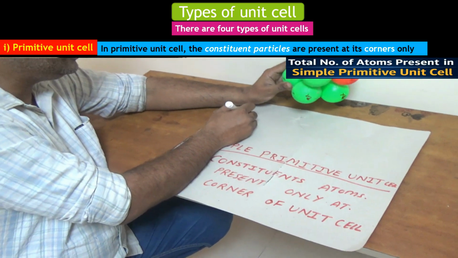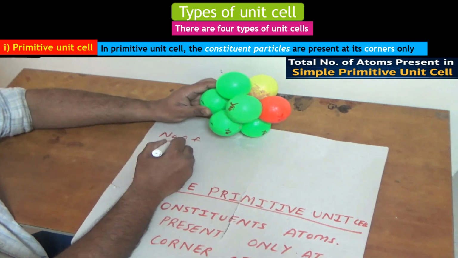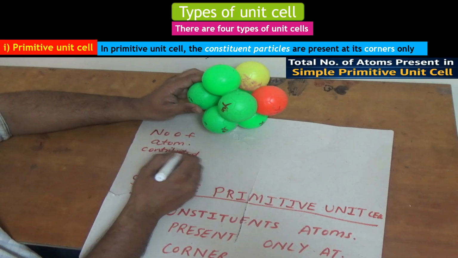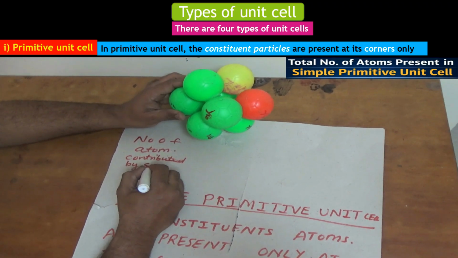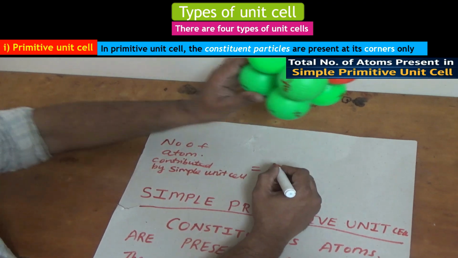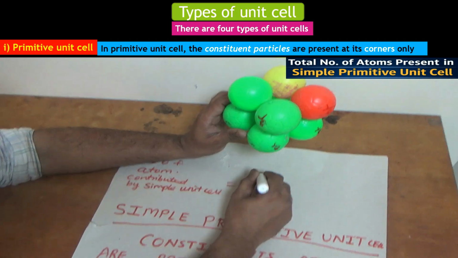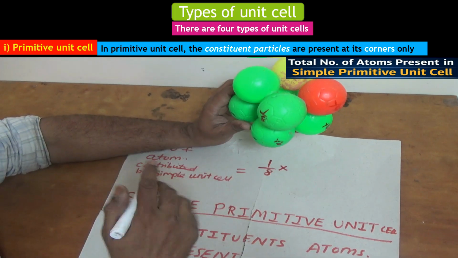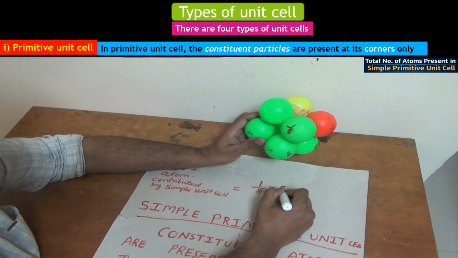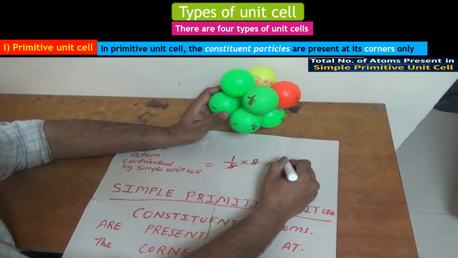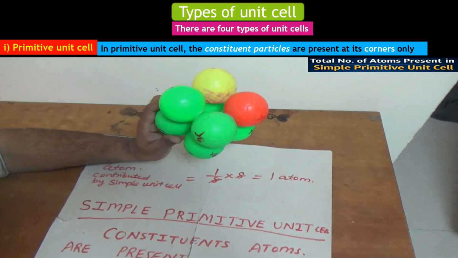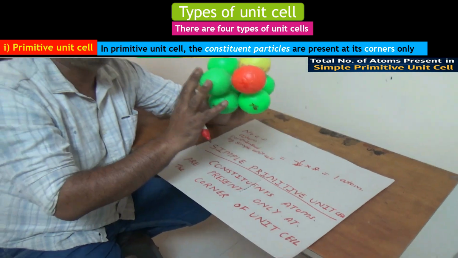So the total number of atoms contributed by the simple unit cell is equal to: each corner contributes 1/8, so I will write here 1/8. How many corners are there? 1, 2, 3, 4, 5, 6, 7, 8. So multiply by 8 here. So cancel this, and here it will be 1 atom. So in a unit cell, only 1 atom is contributed by the simple unit cell.